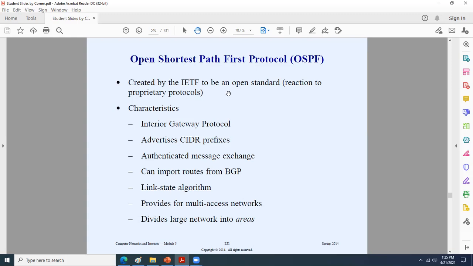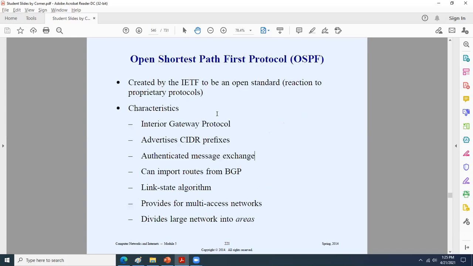craziness of different manufacturer brands and versions of RIP, the international standards organizations, the IEEE and the IETF said, hey, we've got to come up with an open standard. They developed the Open Shortest Path First protocol. So it works with RIP.